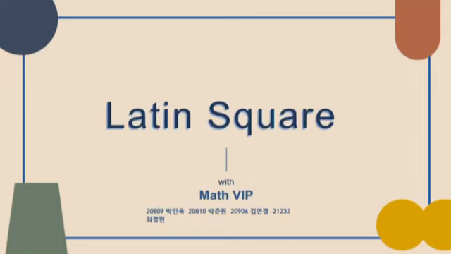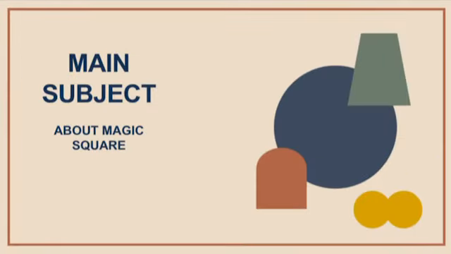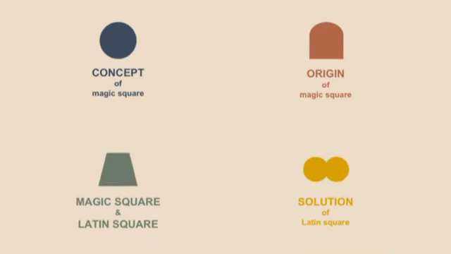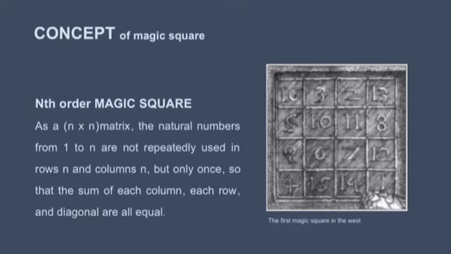Let's start the Latin square presentation. Let me begin the explanation of Latin square. The table of contents includes the concept of magic square, the origin of magic square and Latin square, and last, the solution of Latin square. First is the concept of Latin square.